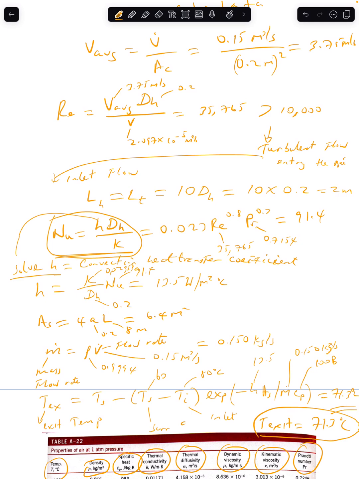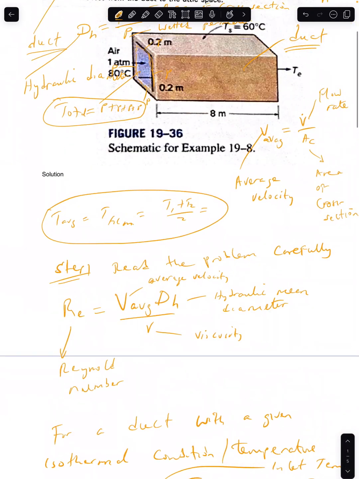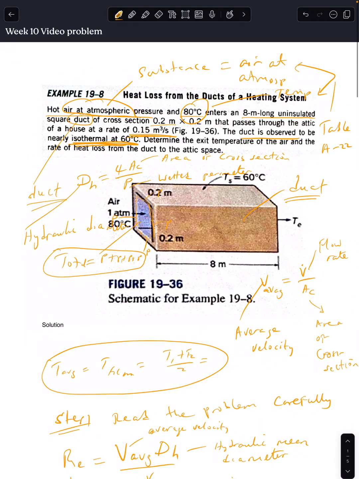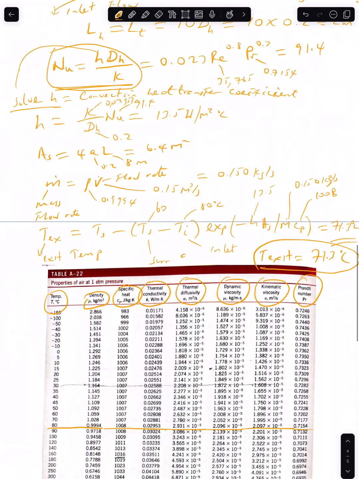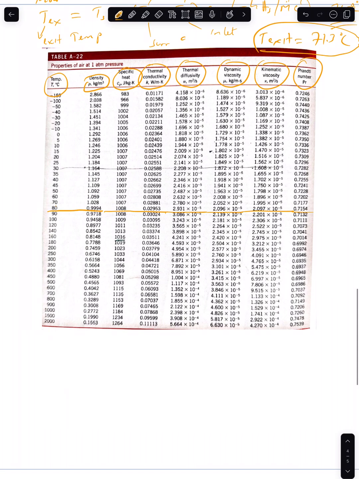The last thing we want to talk about: remember we had to determine the exit temperature and the rate of heat loss from the duct to its surroundings. So now we want to determine the rate of heat loss for the system, and that can be determined using the log mean temperature difference.